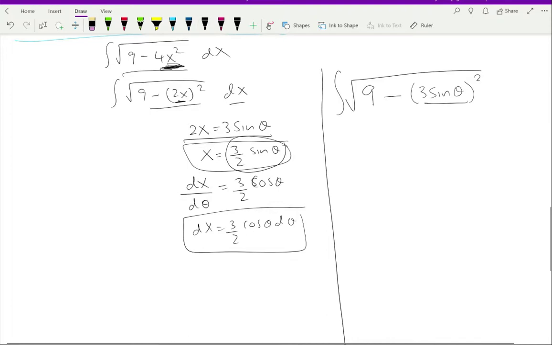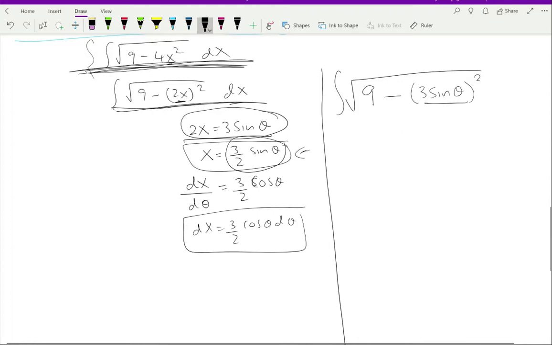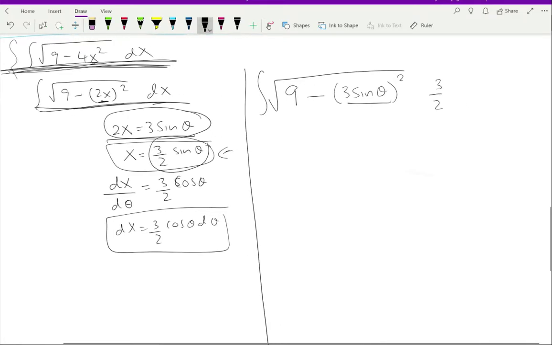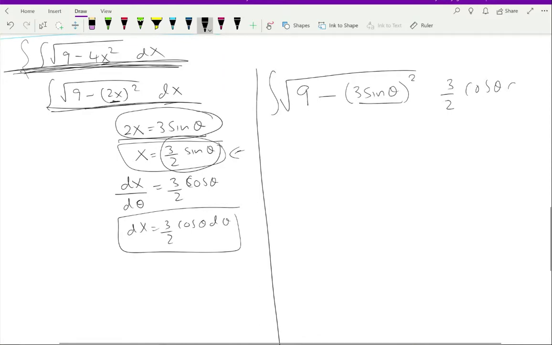If you're trying to substitute it back into this version, no matter what version you use, you will end up with the correct situation. But you have to be careful. If you are using this version, you have to use this version of the substitution. If you are substituting for x, you have to use this, right? Now dx is 3 over 2 cosine theta d theta. So here it's 9 minus 3 square, which is 9 sine square theta.